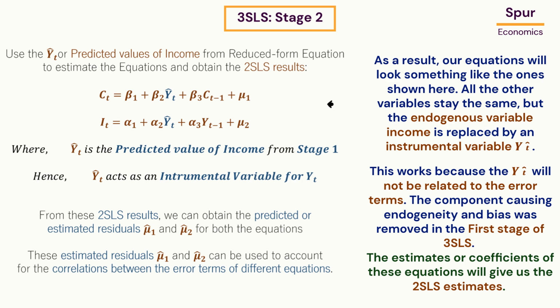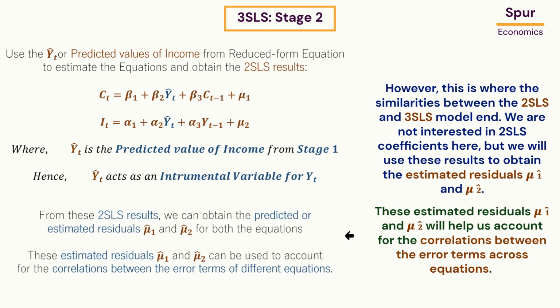This works because the YT cap will not be related to the error terms. The component causing endogeneity and bias was removed in the first stage of 3SLS. The estimates or coefficients of these equations will give us the 2SLS estimates. However, this is where the similarities between the 2SLS and 3SLS model end. We are not interested in 2SLS coefficients here, but we will use these results to obtain the estimated residuals mu1 cap and mu2 cap. These estimated residuals mu1 cap and mu2 cap will help us account for the correlations between the error terms across equations.